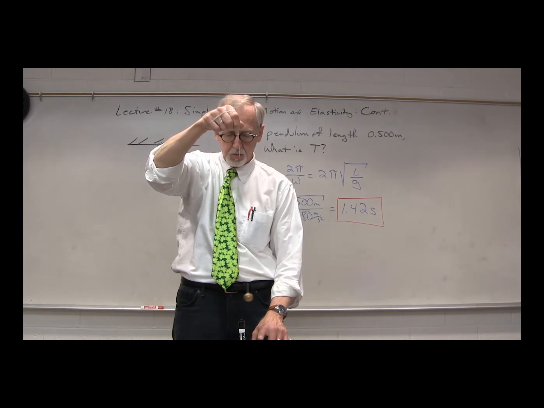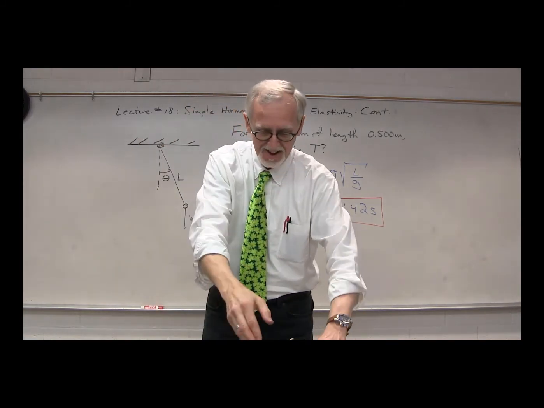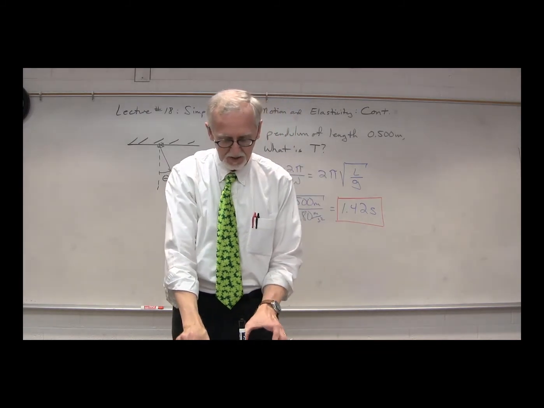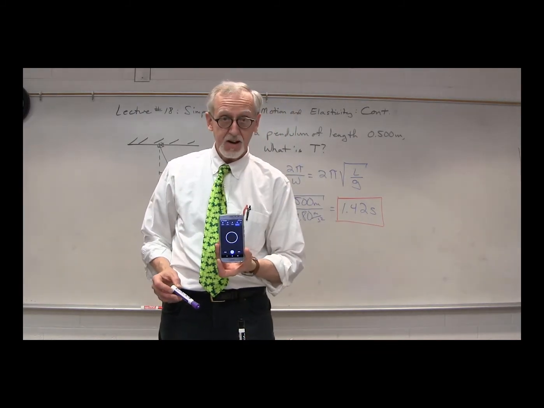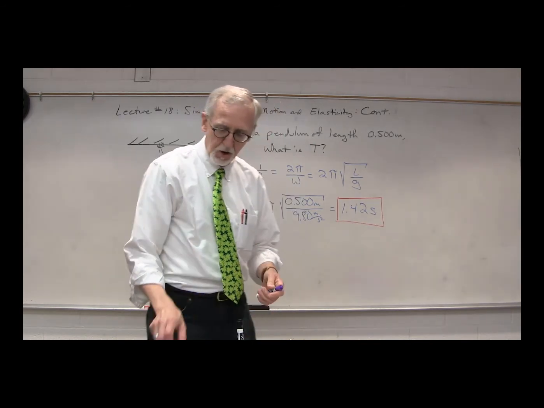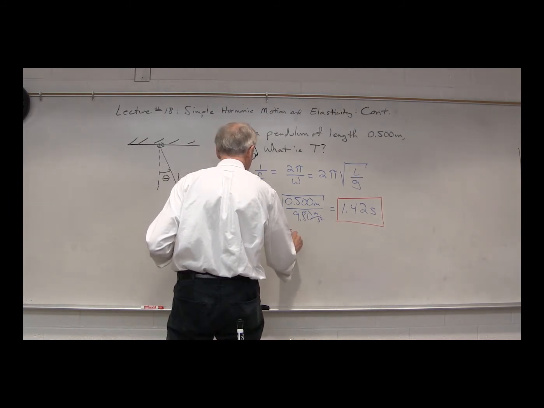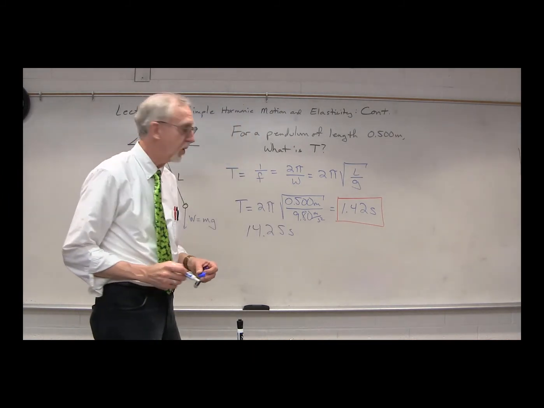0, 1, 2, 3, 4, 5, 6, 7, 8, 9, 10. Ooh, not too bad, I have to say. So my timer gives us a time of 14.25 seconds for 10 swings.